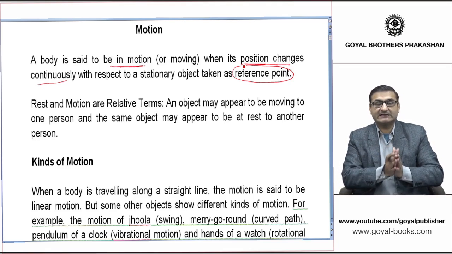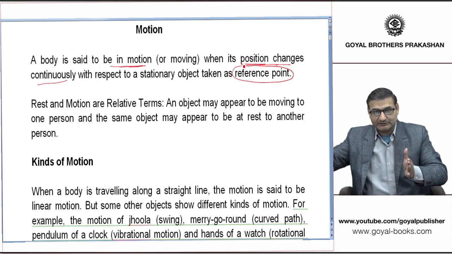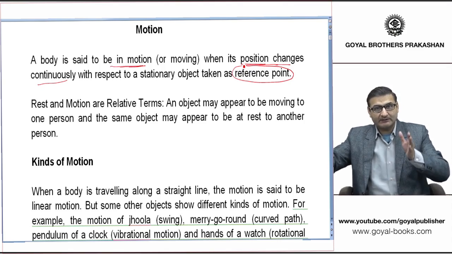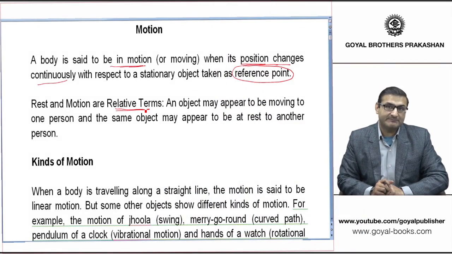If we consider a reference point, we relate an object which was at a particular position at one point in time as compared to the reference. After that, if we see that the position has changed, we say that the body is in motion. And if it is not changing, we say that the body is at rest, or it is a stationary object. Now, rest and motion are relative terms. Let me try to explain what exactly it means.